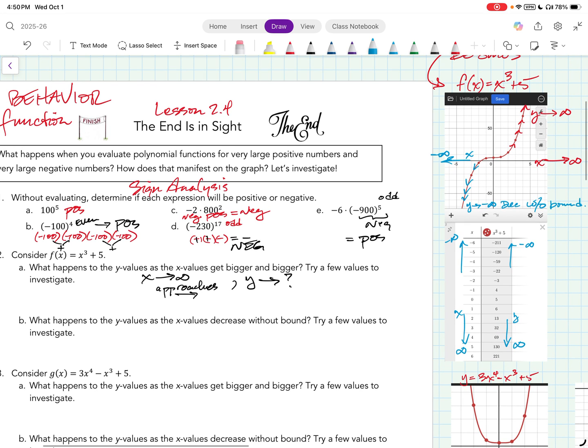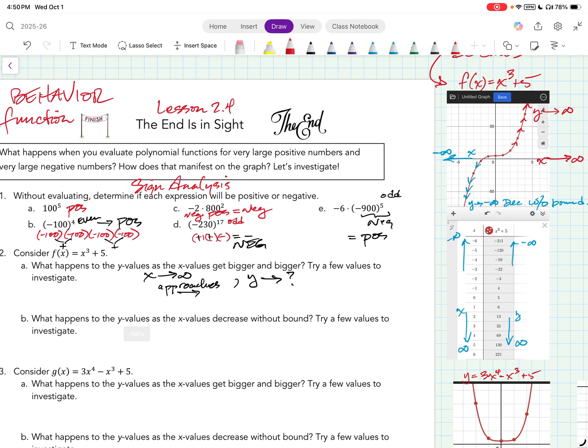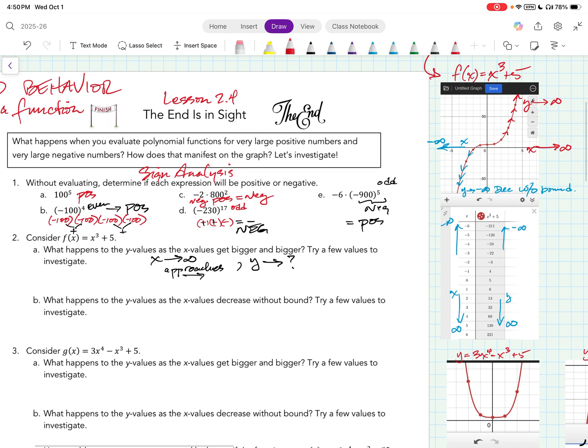Now how do you do it with just the function? Well, you put in either a big positive number and check the sign, or you put in a big negative number. And all you have to do is focus on what's called the dominant term. The dominant term is the one with the highest exponent. So this x cubed, we're going to call the dominant term simply because it has the highest exponent. And when x gets large, that plus 5 really doesn't matter.